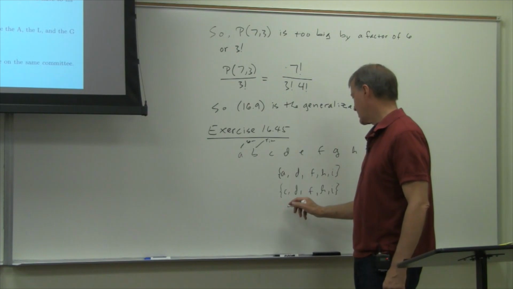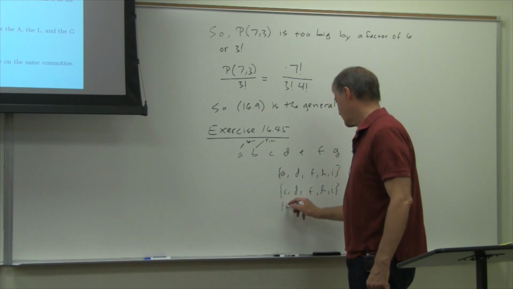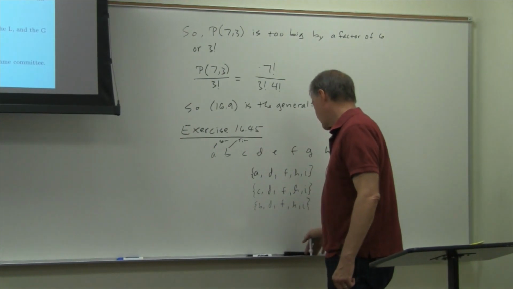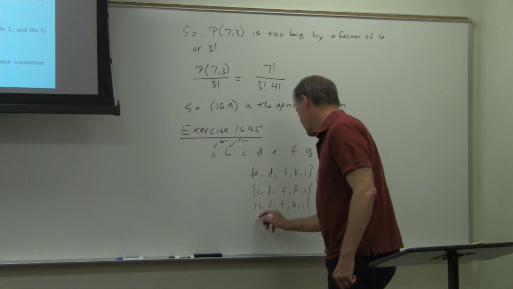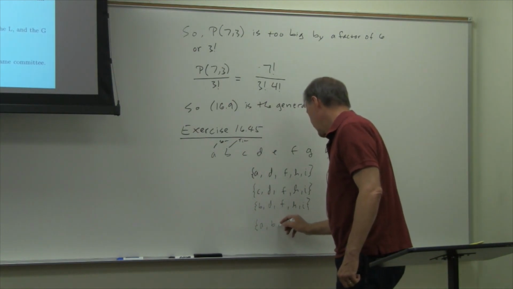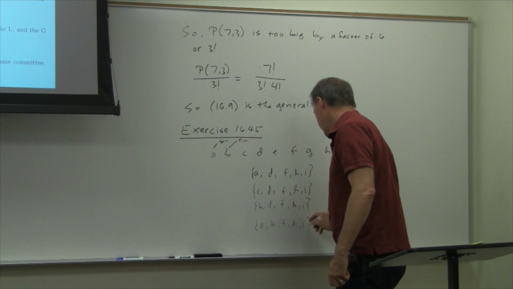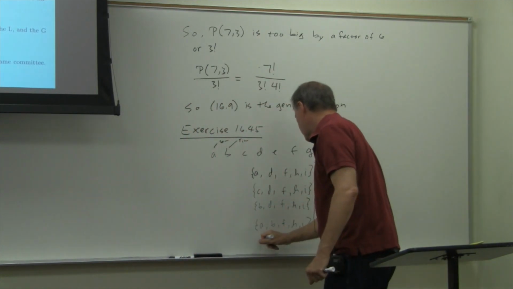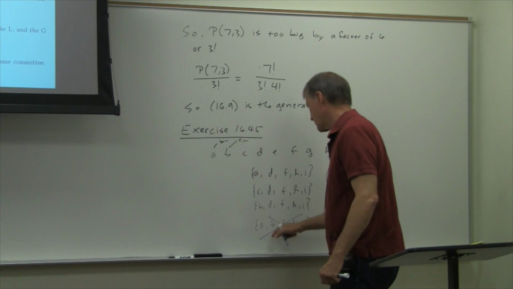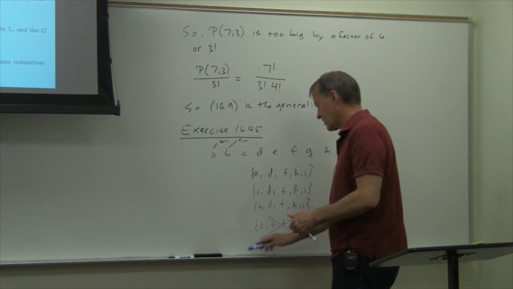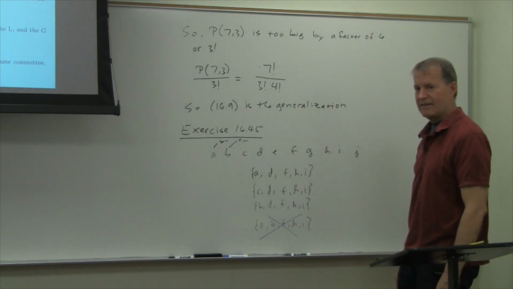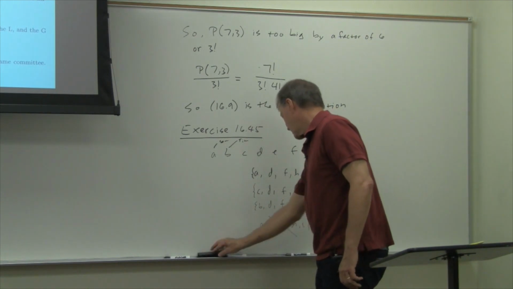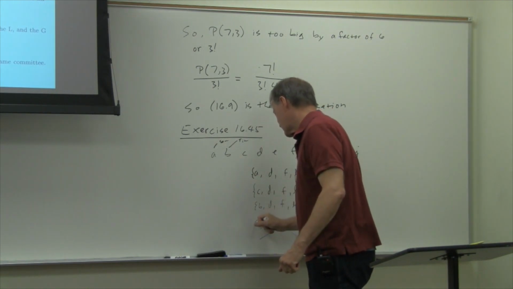And then another possibility is B, D, F, H, I. But what we cannot allow is the following: A, B, F, H, I. So let's X this one out. What we're saying is that this one's not allowed because they're on the same committee. So how are we going to do this? This is weird, and it's going to require some thinking, because it's different cases, whether one of them is in it or none of them are in.